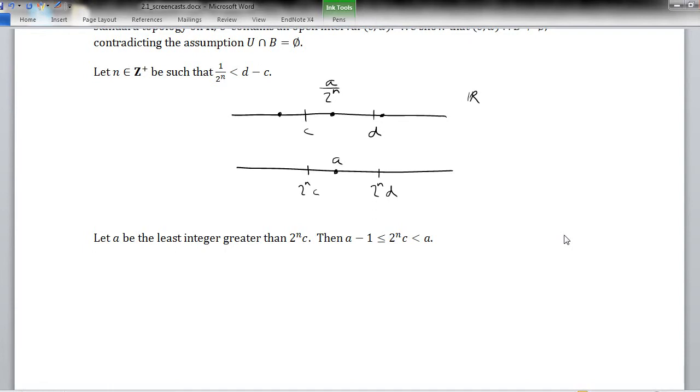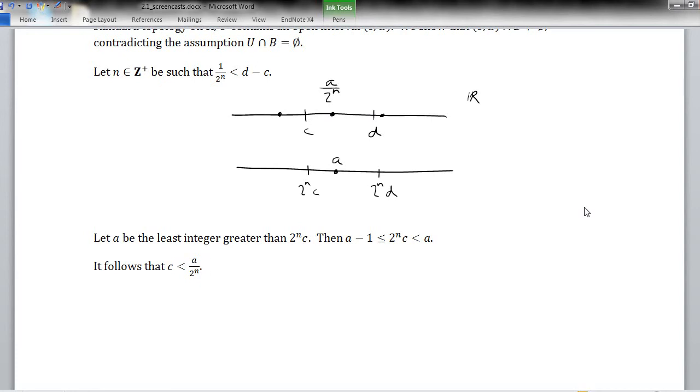Well, we want to look at each inequality here separately and figure out what it says about a over 2 to the n. Okay, so if you take the right-hand inequality here and divide both sides by 2 to the n, you get that c is less than a over 2 to the n, which is great. That's half of what we need, right? We also need to show that a over 2 to the n is less than d. Okay.